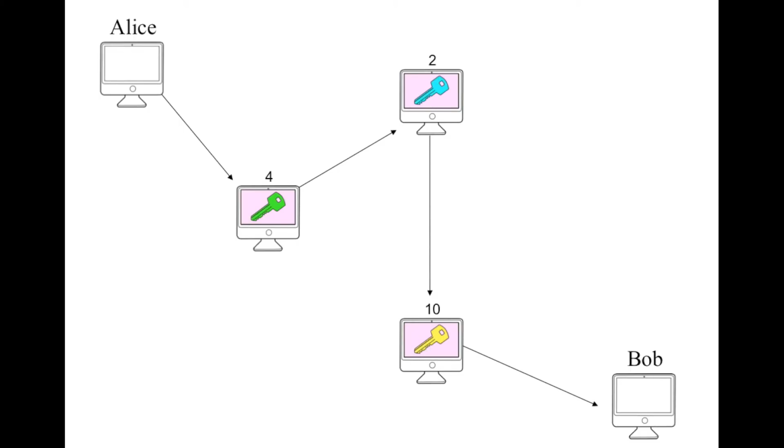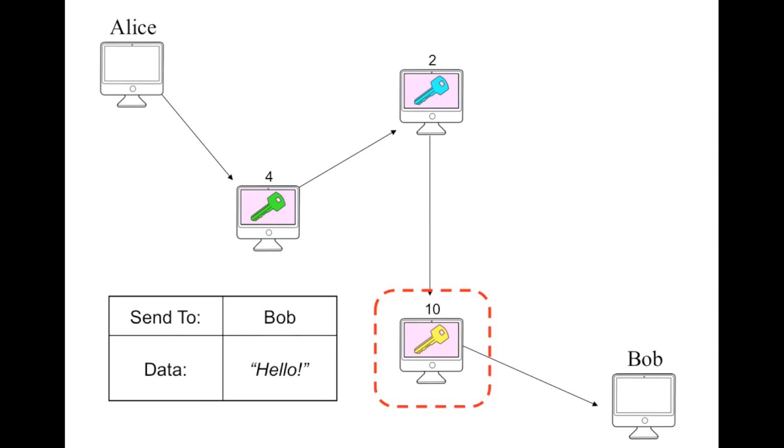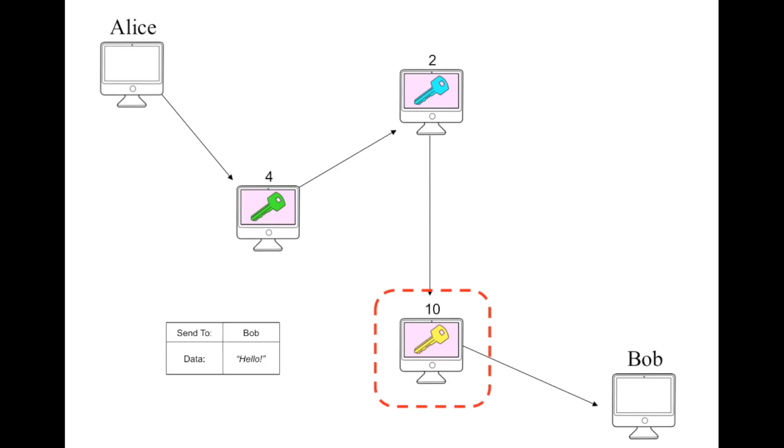Each of these nodes has a private key, so that data can be encrypted in such a way that only they can access it. Let's start with the exit node, node 10. Two important pieces of information in the Tor protocol are where to send the data and what data to send. In this case, node 10 knows to send the data to Bob, and the data in this case is hello. We encrypt this data with the public key for node 10, so that no one else can read it. Now we move on to node 2.